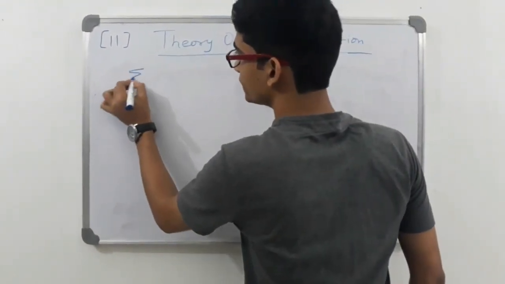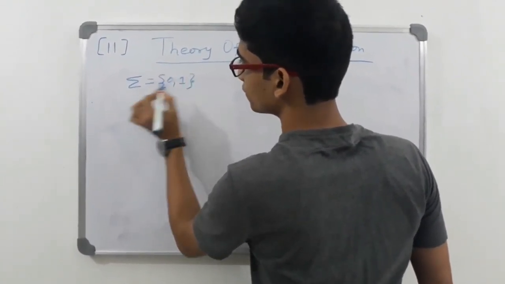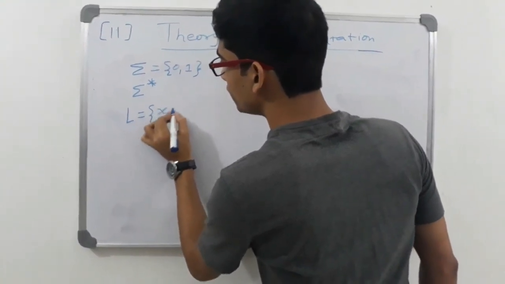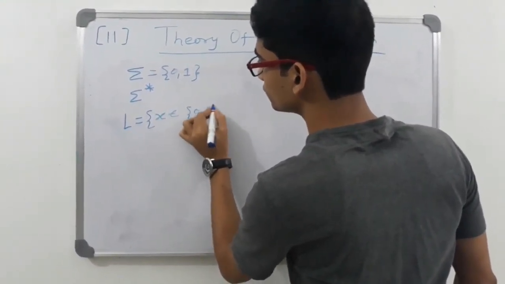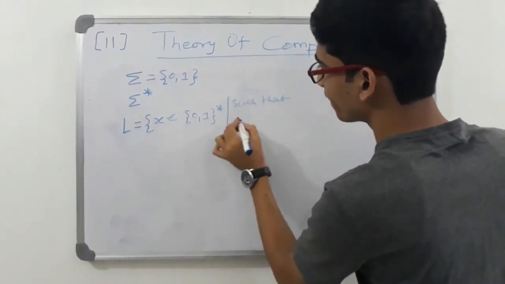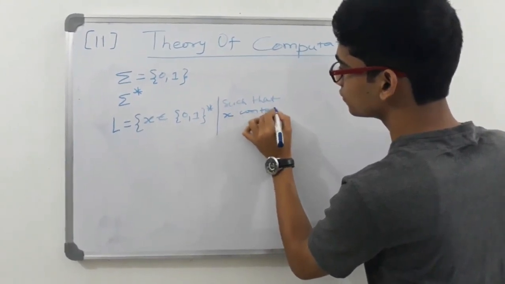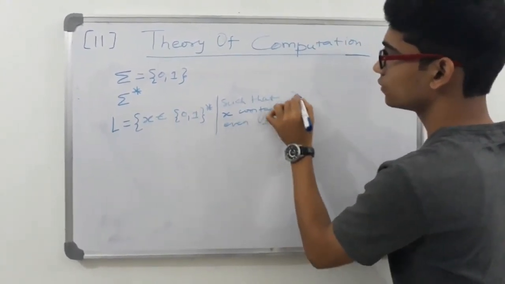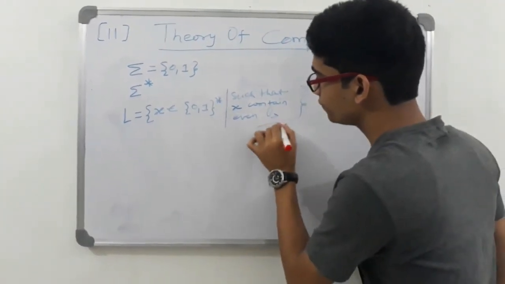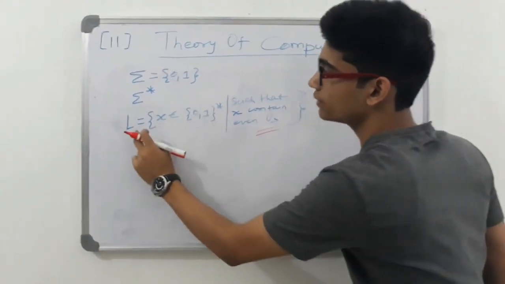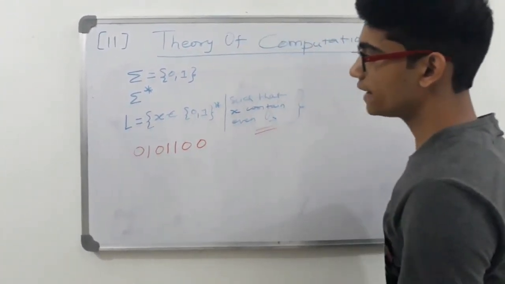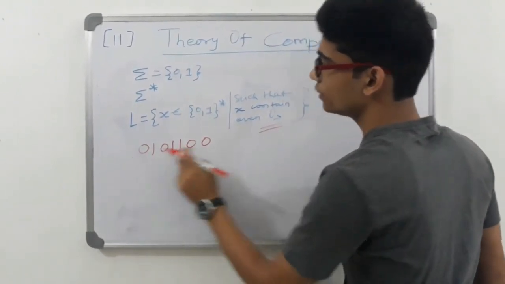Now let me define an alphabet sigma that is 0, 1, and sigma star is there. So I define a language L equal to x belonging to sigma star, such that... now consider this abstract problem. We have to determine the strings which fall under this language. Say, for example, I write a string 0 1 0 1 1 0 0, what would you say? Yes, 1, 0, 2, 0, 3, 4, so we have four 0s, so this falls under this category.